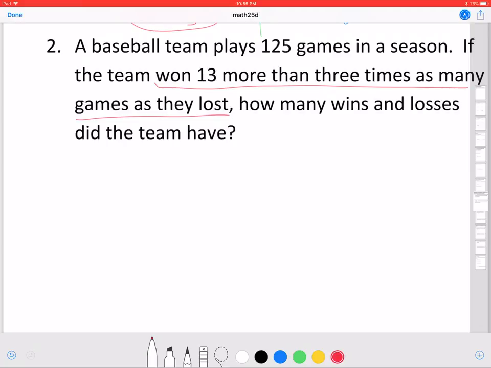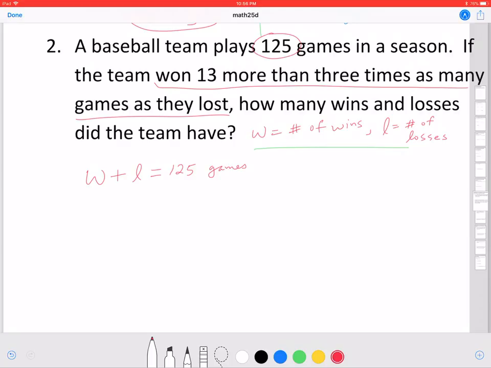All right. Okay, I'm going to use 2 variables here. I'm going to use W for the number of wins the team had, and L for the number of losses. All right, we do need to clearly define what the variables are. Okay, and one thing is that there were 125 games in all. So W, the number of wins, plus the number of losses, equals 125 total games. And yes, you do have to know that in baseball there are no ties. Okay? Either you win or lose.